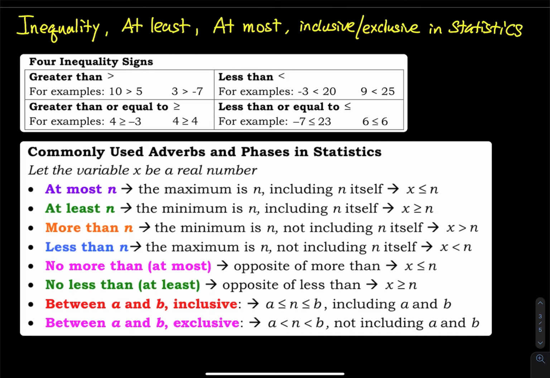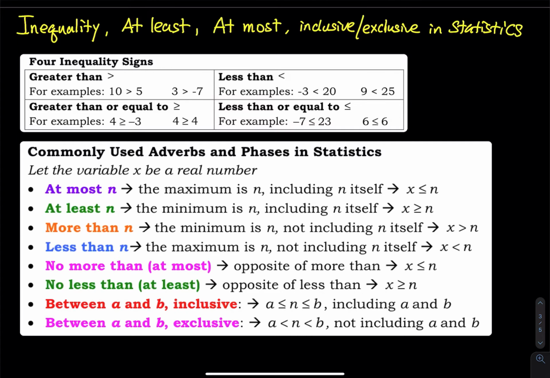The first sign, greater than, is easy to interpret. 10 is greater than 5, 3 is greater than -7. One quantity is bigger than the other quantity. Less than means one quantity is smaller than the other quantity. -3 is less than 20, 9 is less than 25. Very straightforward. What about greater than or equal to?